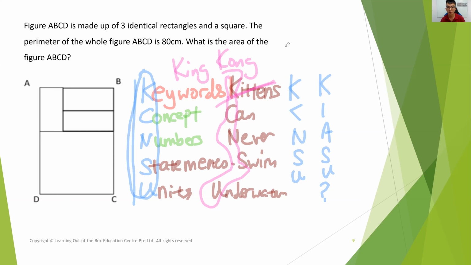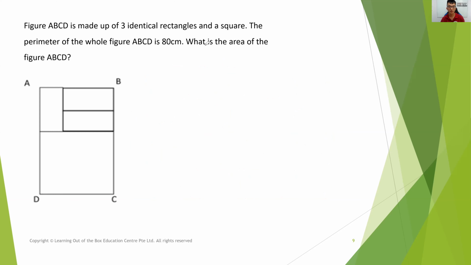Okay, so parents, I want you to write down in your notebook KCNSU right now and create your own acronym. So you can write King Kong can never swim underwater, or Kang Kong can never swim underwater, or kittens can never swim underwater. Okay, so now start. Okay, so remember our K, what's our K?